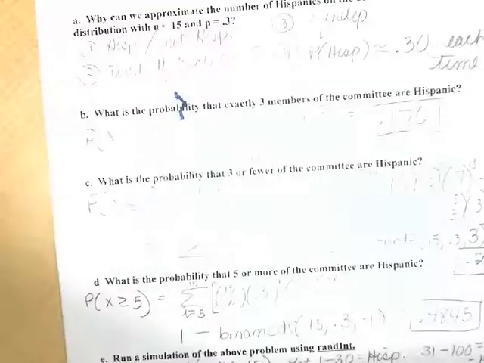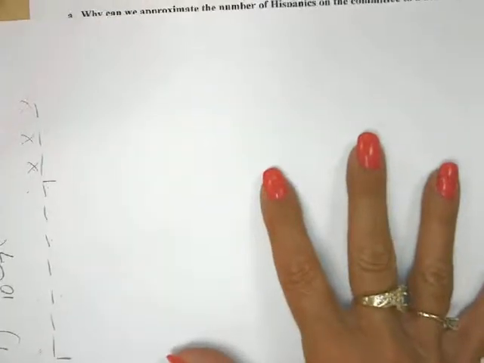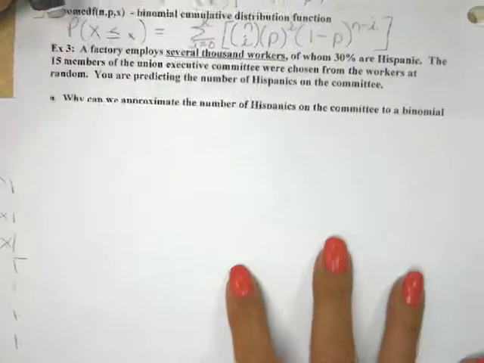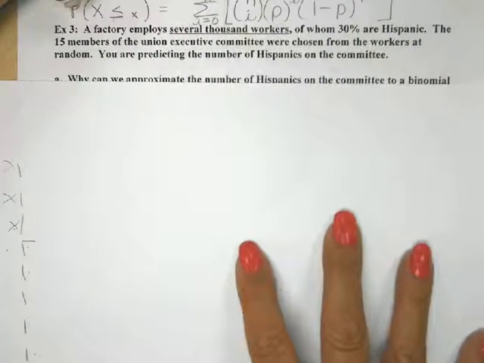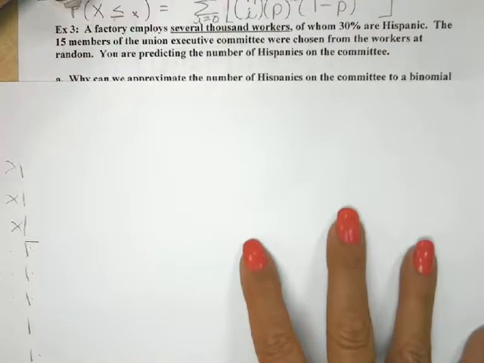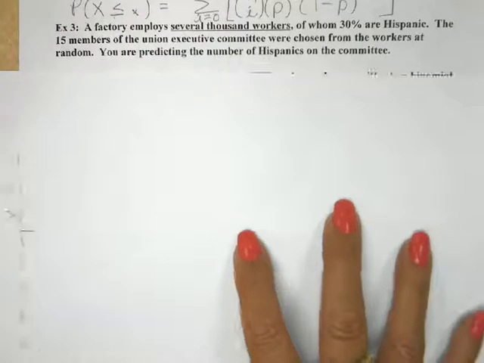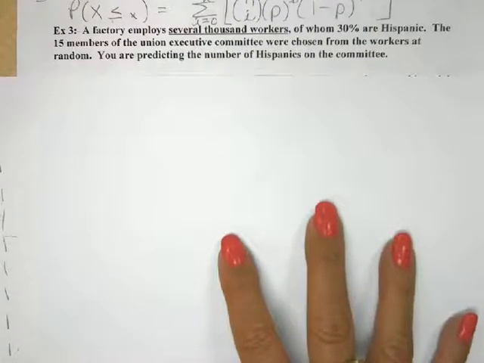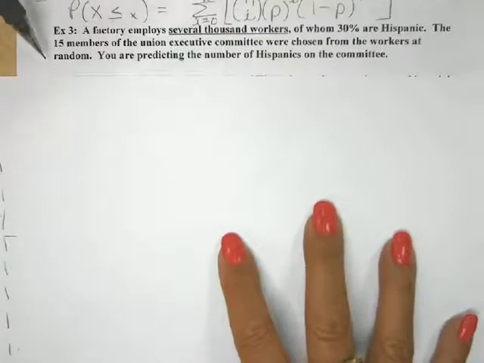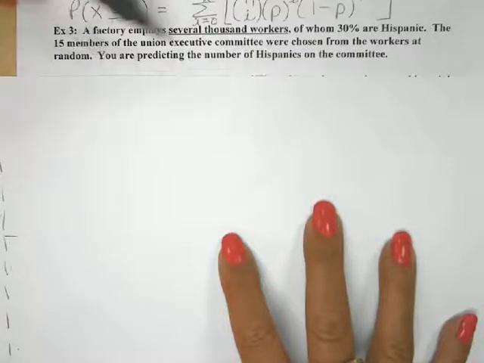We'll get to the calculator usage in a second, but let's look at number 3. A factory employs several thousand workers, of whom 30% are Hispanic. This happens to be one of the questions that's in your textbook. 15 members of a union committee are going to be chosen from the workers at random, and we want to predict the number of Hispanics who will be on the committee.